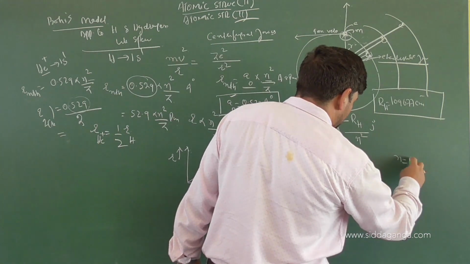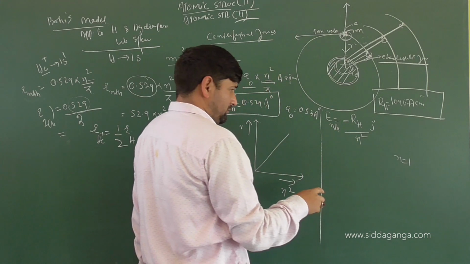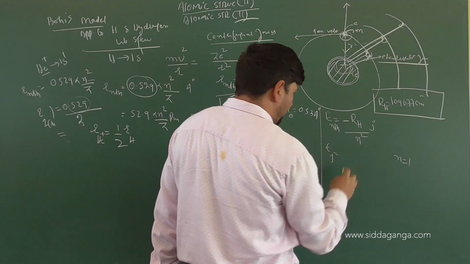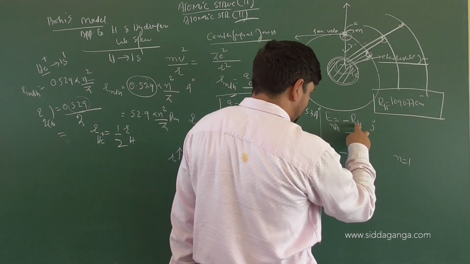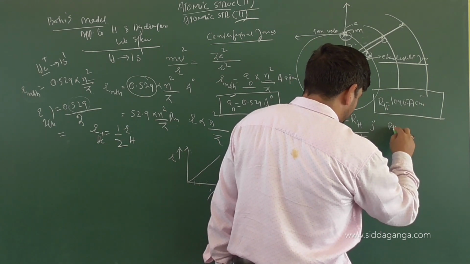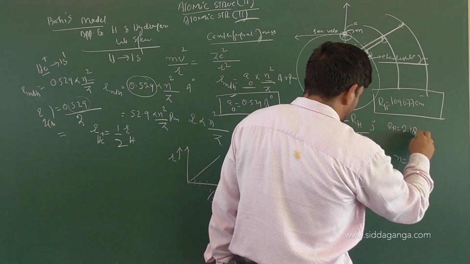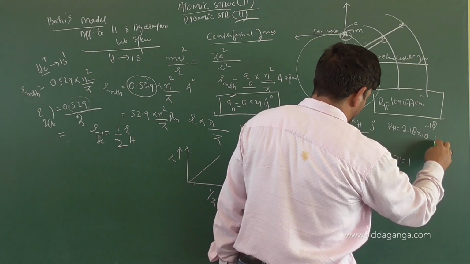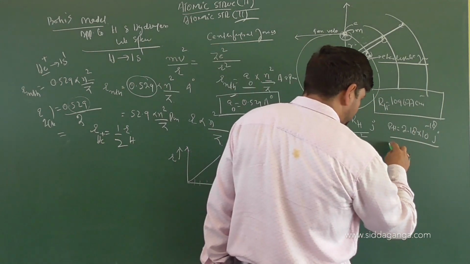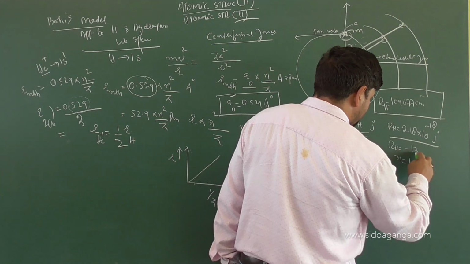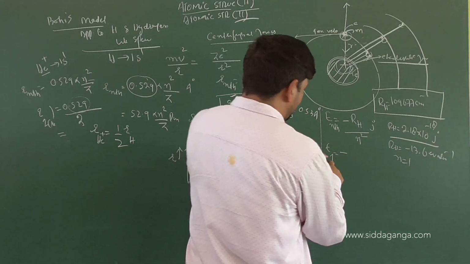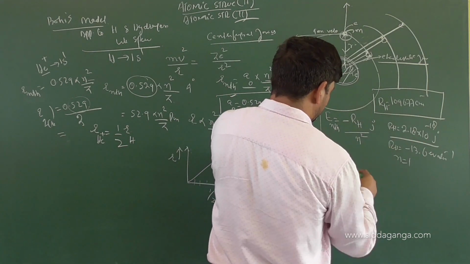So if n equals 1, we are talking about the hydrogen atom. The energy of the first shell of hydrogen atom, which is the ground state, will be minus RH. In terms of joules, the value of RH is 2.18 into 10 to the power minus 18 joules. Am I clear? And in terms of electron volts, the same value will be minus 13.6 electron volts per atom. We'll use this value in terms of joules.